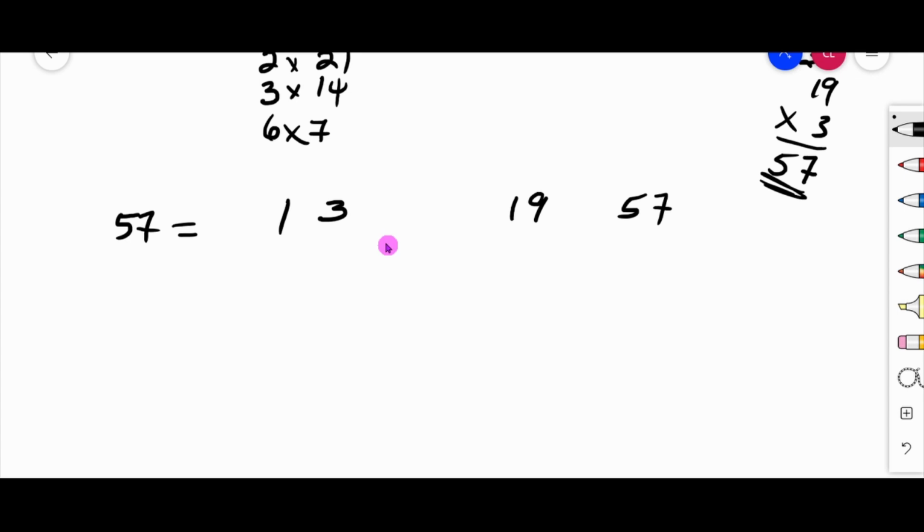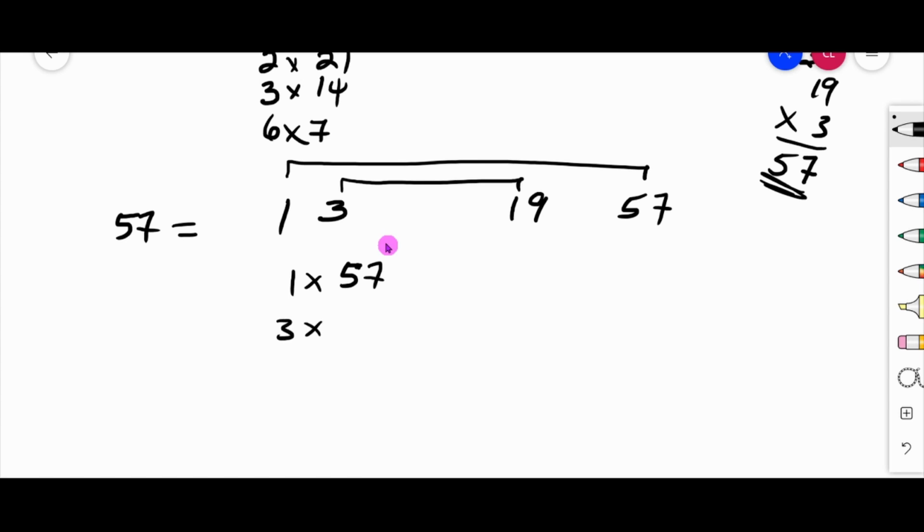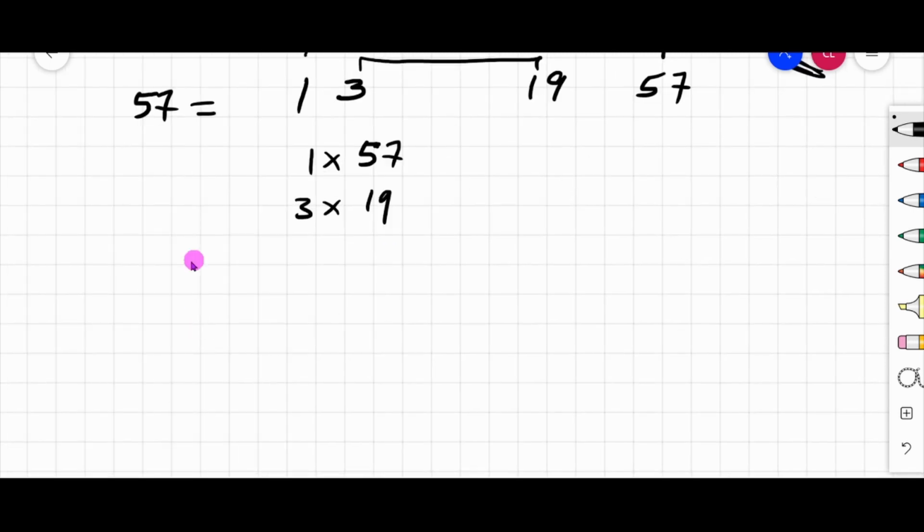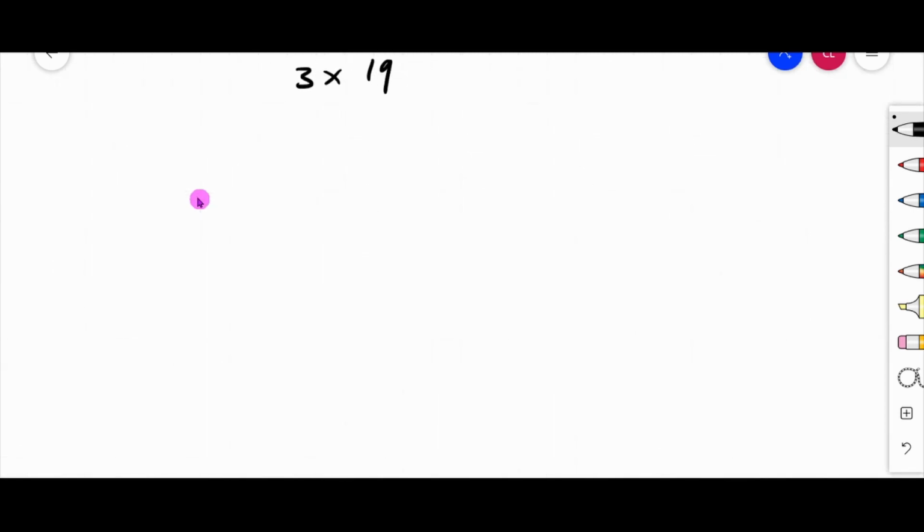All right, so 1 by 57 and 3 by 19. So 1 times 57 and 3 times 19. Again, we could do the reverse, 19 times 3 and 57 times 1. Okay. Last one is 72. And this is going to be a long one.